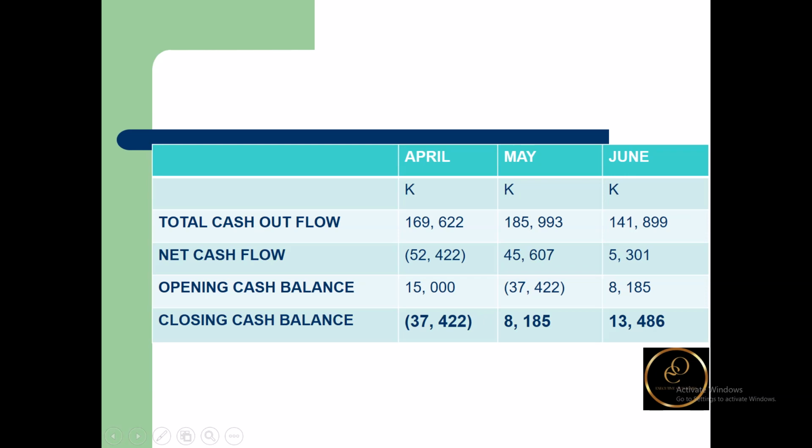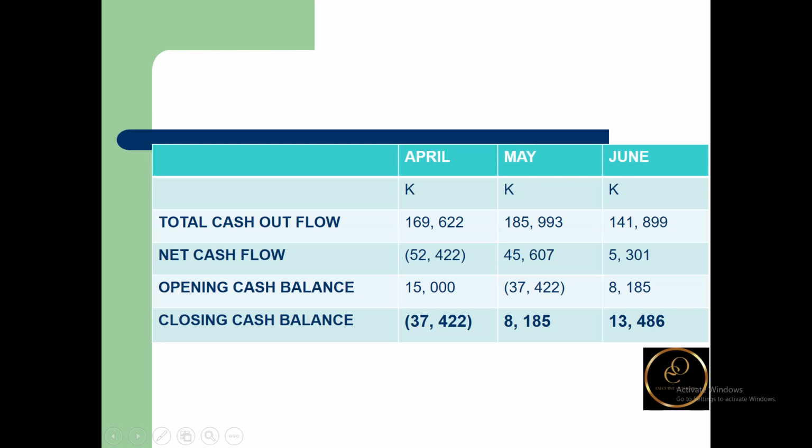Now, the closing balance in a particular period is the opening balance in the next period. That's why you see this 37,422 becomes the opening balance in May as negative. So in May, we are going to start with a cash deficit of 37,422. But in May, there was a positive net cash flow of 45,607. So when we add these two, it gives us an ending balance, a positive figure, which is 8,185 kwacha.